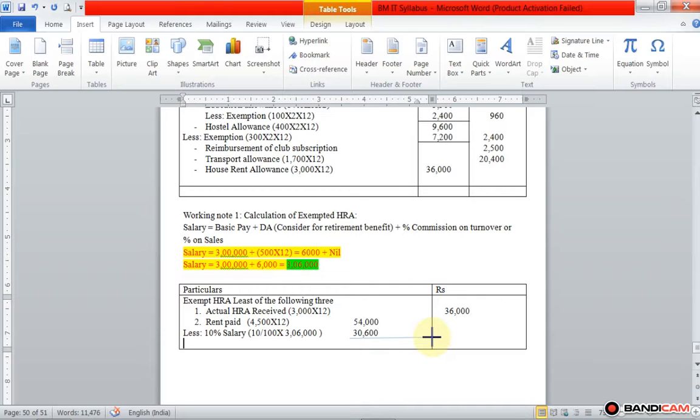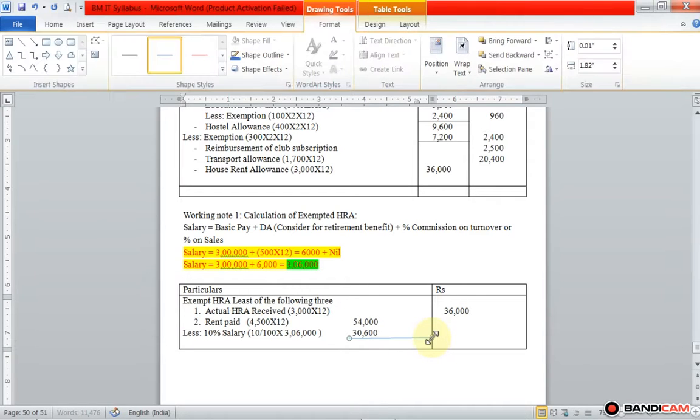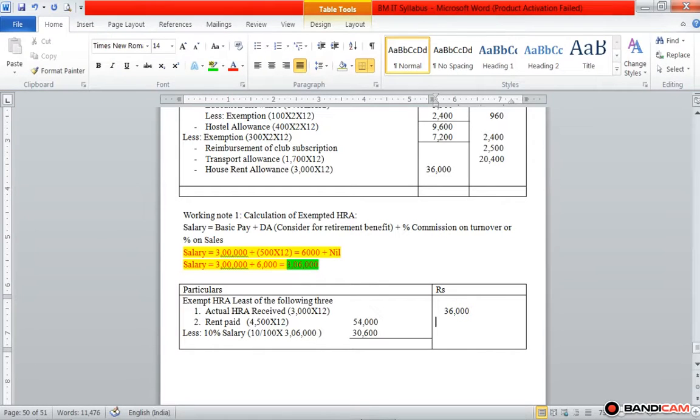We get an amount, and that amount is put in the outer column. Here we get the amount called rent paid, that is 23,400.